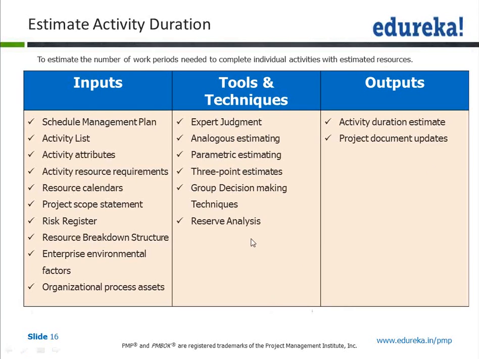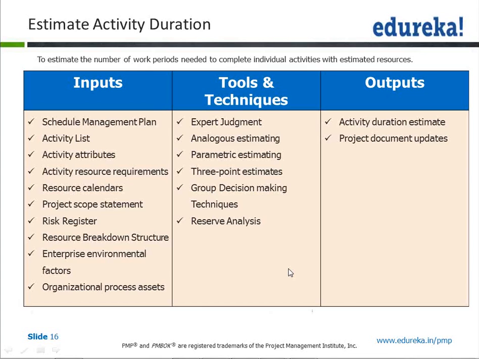The next step is you have to estimate the activity duration. So now you have the list of the activities, you have the dependencies, you have the resources allocated. Now you have to estimate how long will it take for each activity to do. So schedule management plan, activity list, activity attributes, activity resource requirements, resource calendars, project scope statement, risk register, RBS, EF and OPA are the inputs.